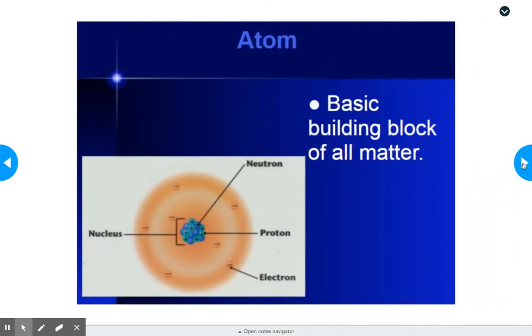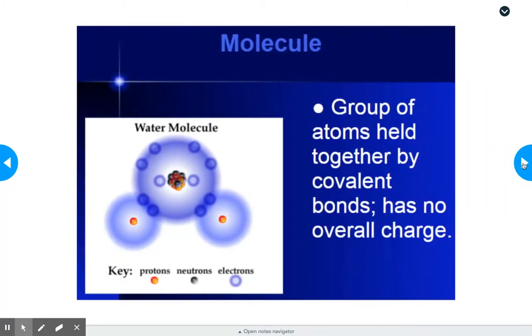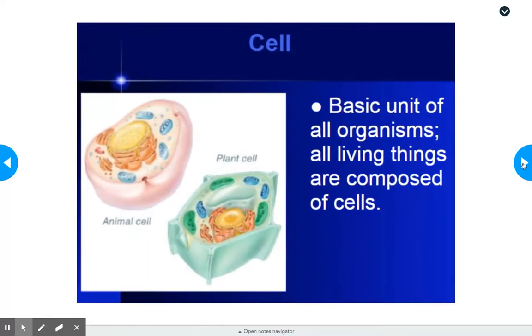The first is an atom. These are the basic building blocks of all matter, the tiniest piece of the universe. Atoms group together and are held together by covalent bonds. Those are molecules. So when atoms get together, they form molecules. Then when molecules get together, they form cells.